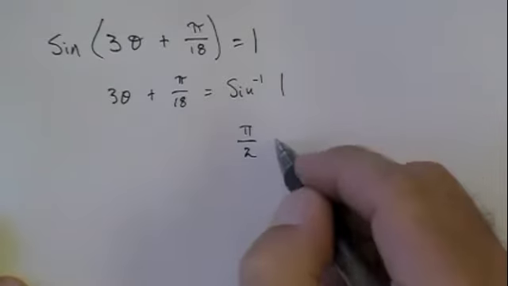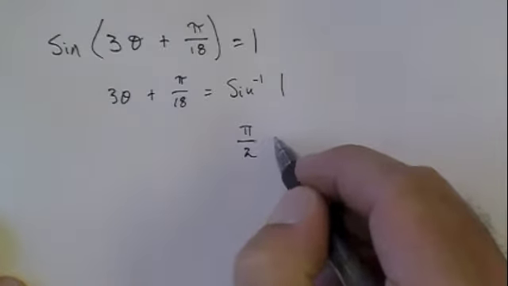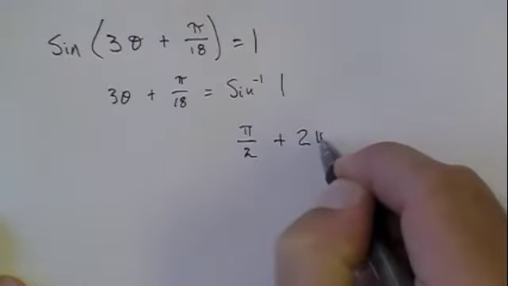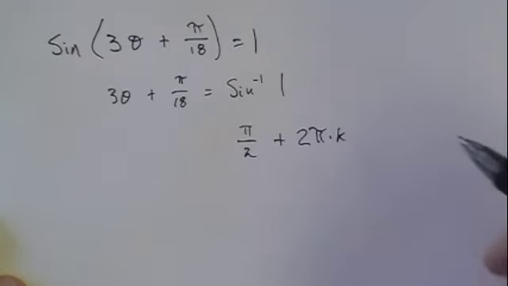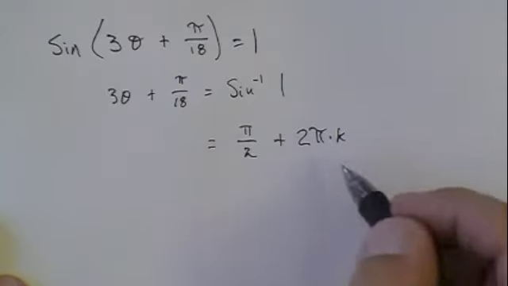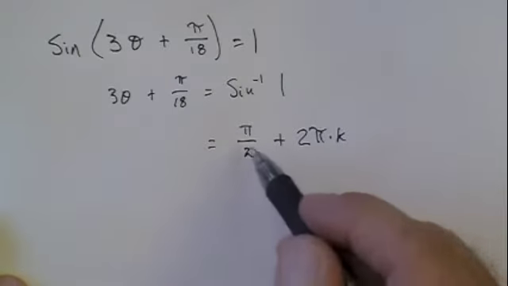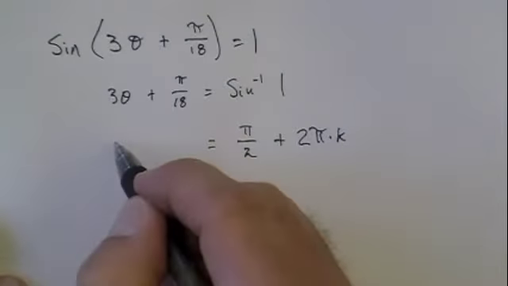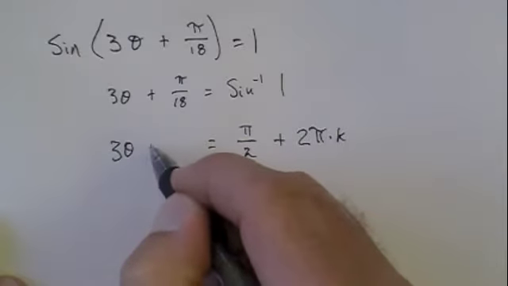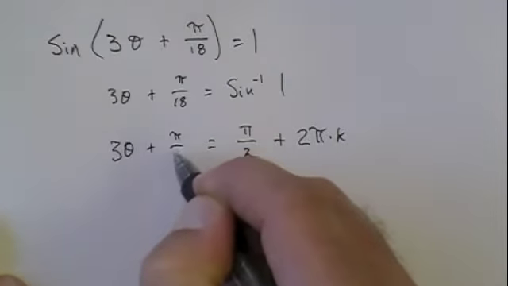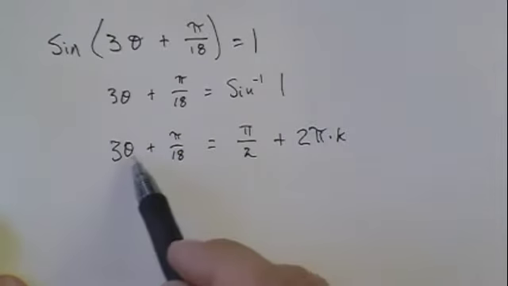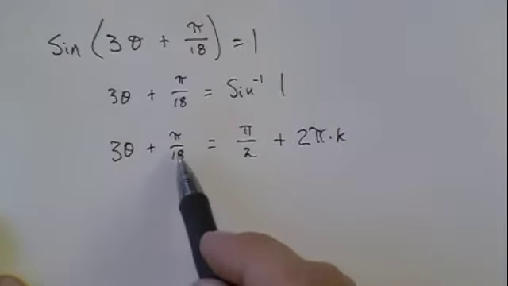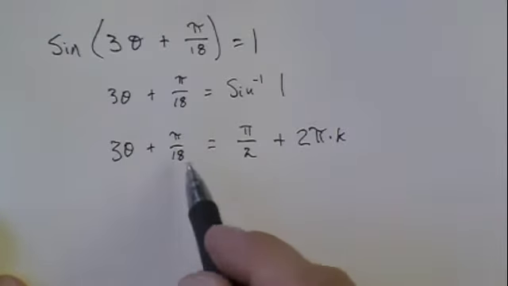And if we're talking about all the possible solutions, then that's when we're going to add 2 pi times k, whatever constant value we are going to multiply, however many laps we're going to take to get back to that same angle. And this is all equal to 3 times theta plus pi over 18. Next step now, because we're solving for theta, is to subtract pi over 18 from both sides.